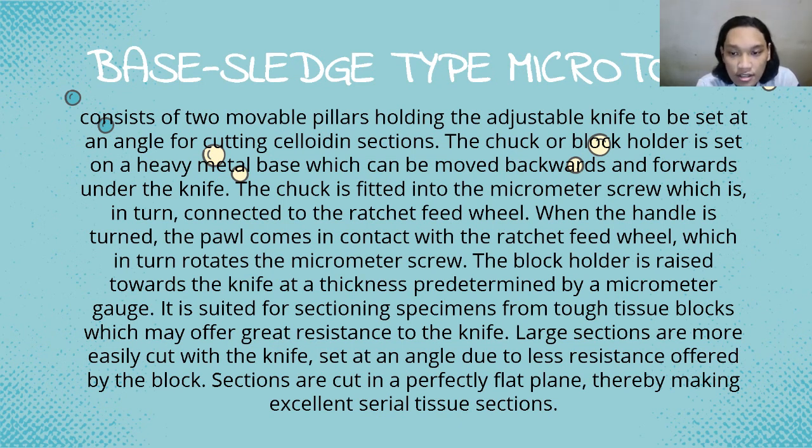Large sections are more easily cut with the knife set at an angle due to less resistance offered by the block. Sections are cut in a perfectly flat plane, thereby making an excellent serial tissue section.